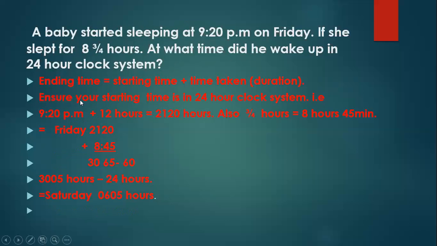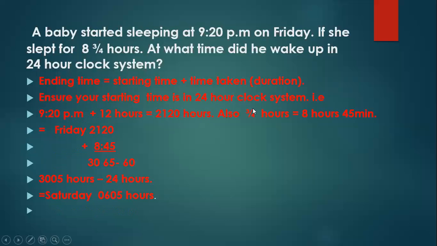But before you add, ensure your starting time is in 24-hour clock system. This is 9:20 p.m. This time must be changed into 24-hour clock system. And I told you the best way for you to change is you add 12 here. So very fast, you add 12 hours here. 9:20 p.m. is the same as 21:20 hours. Remember, the day is almost coming to an end because one day is 24 hours. So already 21:20 hours has passed since midnight. So Friday is almost coming to an end.